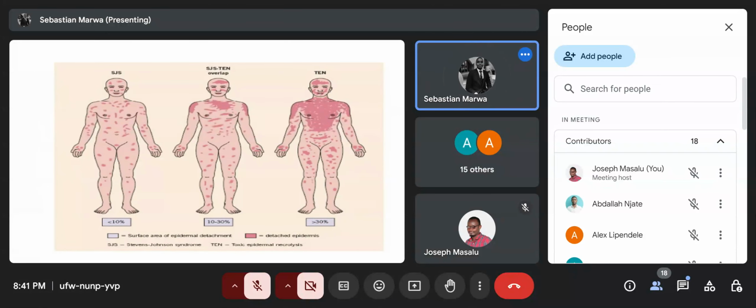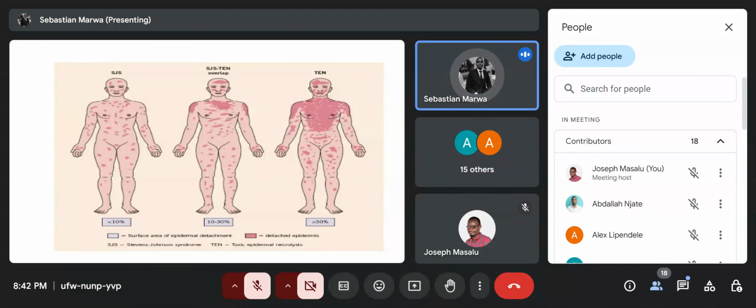So just a quick picture which shows the overlap between SJS and TEN. SJS/TEN is just a continuum of the same pathology. So the cutoff point is usually based on the body surface area that is affected.